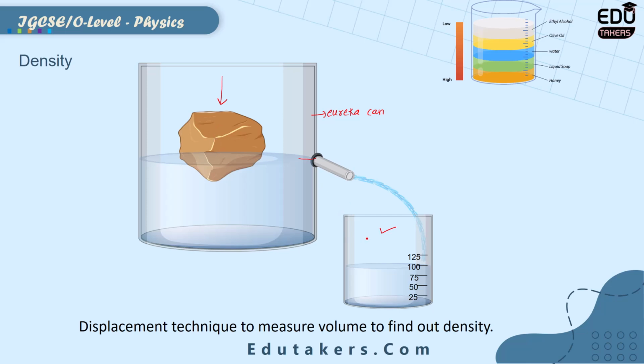Here is the calibration on the measuring cylinder. You can see 120, 100, 75, 50, 25. So you can easily find out the volume by the calibration of the measuring cylinder. When you find out the volume, you already know the mass. So you can find out the density by using the same formula.